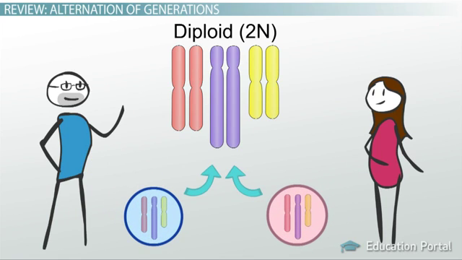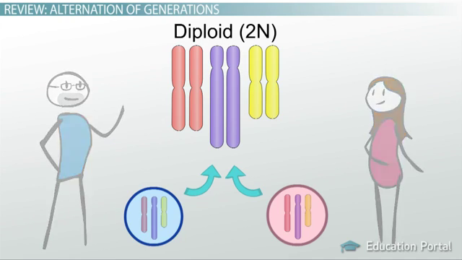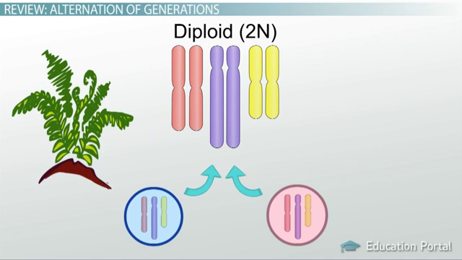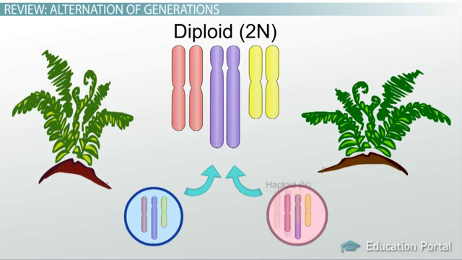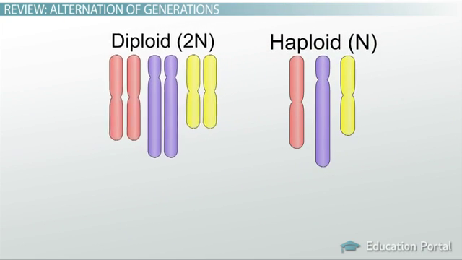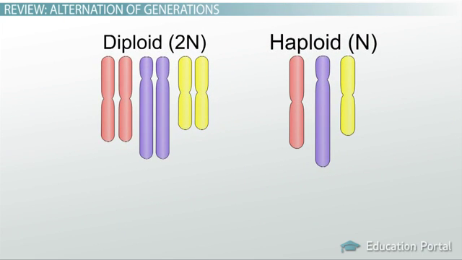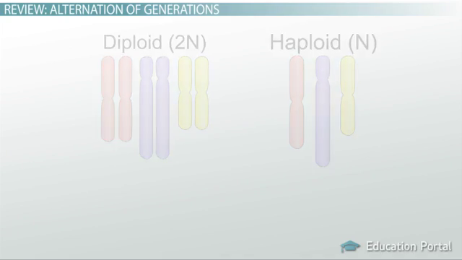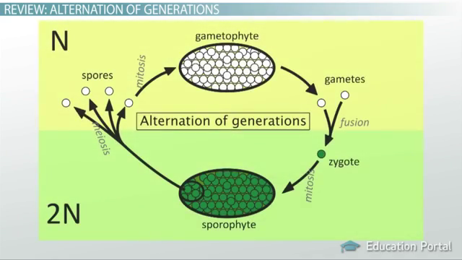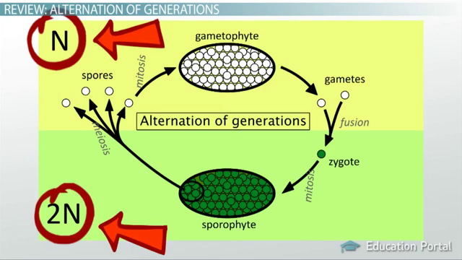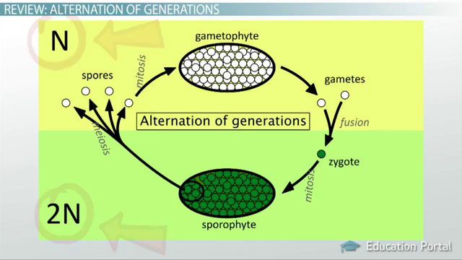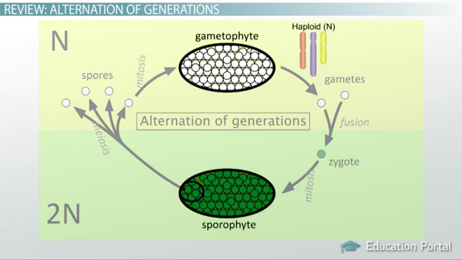Each diploid cell contains one copy of chromosomes from the male parent and one copy of chromosomes from the female parent. Haploid means one set of chromosomes and is commonly abbreviated as N because there is only one copy of the chromosomes. Let's look at a diagram of the basic idea of alternation of generations. We can see in this diagram that the life cycle is broken into N on the top and 2N on the bottom. Remember that the gametophyte contains haploid cells and that the sporophyte contains diploid cells.